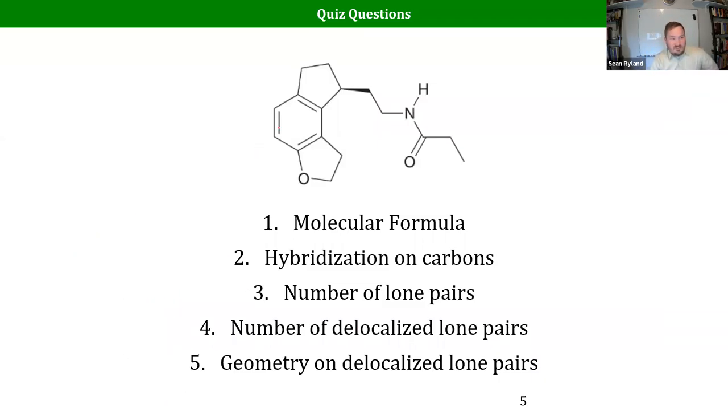Hybridization on carbons. I think you guys are getting the hang of that, really, right? If you've got one pair of pi electrons, then it's going to be sp2. So all your benzene carbons are sp2. Your carbonyl carbon over here is sp2. Everything else is going to be sp3, all your other carbons, that is. We wanted to know lone pairs. So remember that oxygen without a charge is going to have two lone pairs.